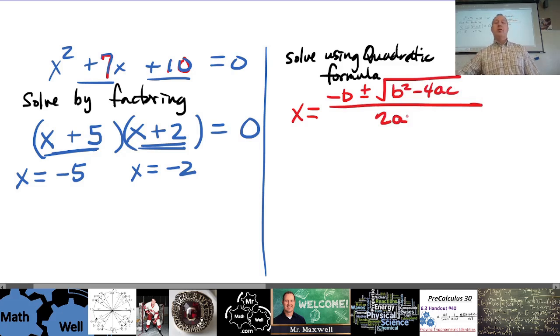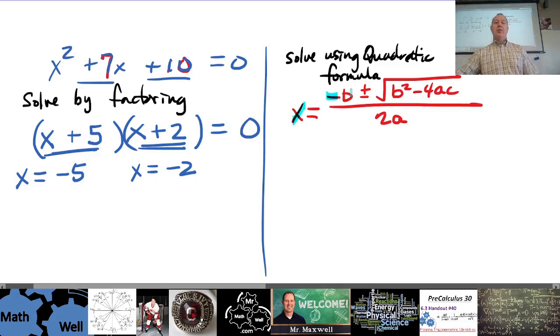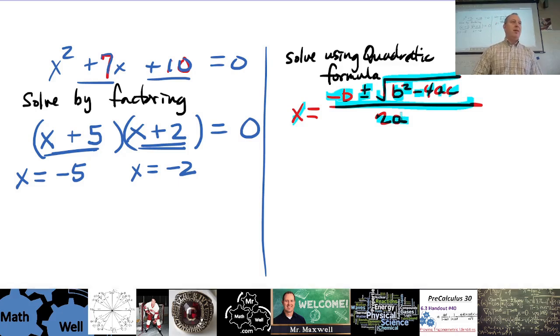Or think about it this way. Ready? X equals negative b plus or minus root b squared minus 4ac all over 2a. Dum dum dum, x equals negative b plus or minus root b squared minus 4ac all over 2a.